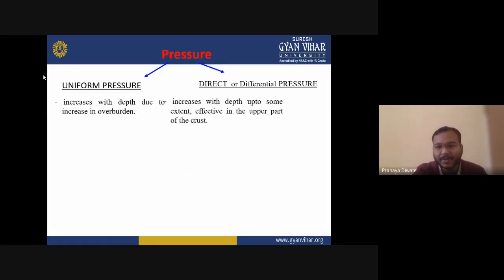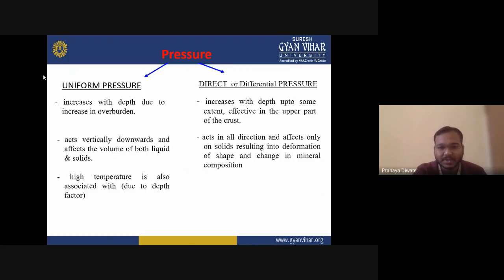So the second one is pressure. First, what we have seen is temperature as a phenomenon, which is a component. Temperature is one of the important components, along with pressure. Now we are going to see the pressure. As you know, pressure is nothing but stress per unit area. What is pressure?